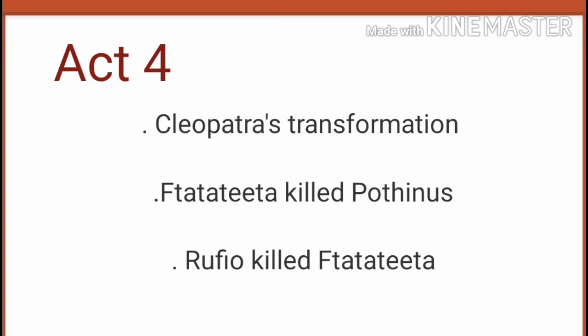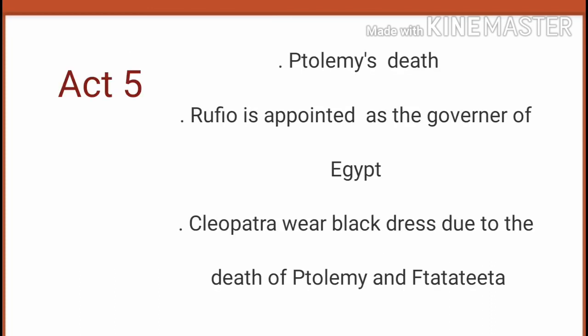In Act 4, we can see the childish Cleopatra we saw in Act 1 changed into a mature lady. Act 5. In Act 5, it is revealed that Ptolemy died by drowning in the water during the conflict with Caesar at the Lighthouse. Rufio, the shield of Caesar, is appointed as the governor of Egypt.